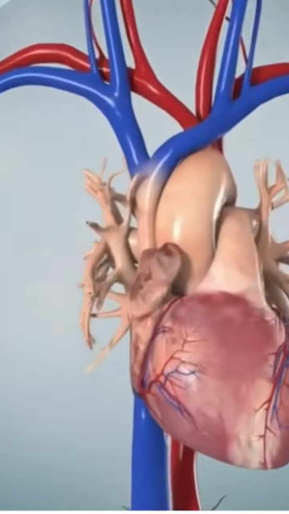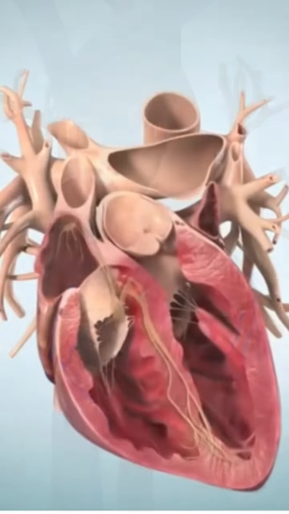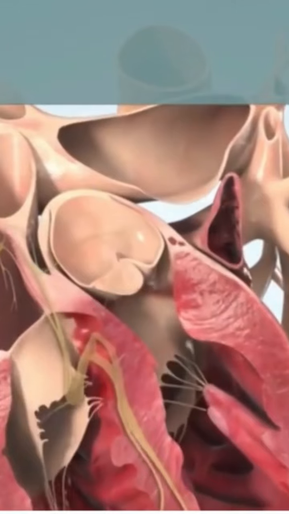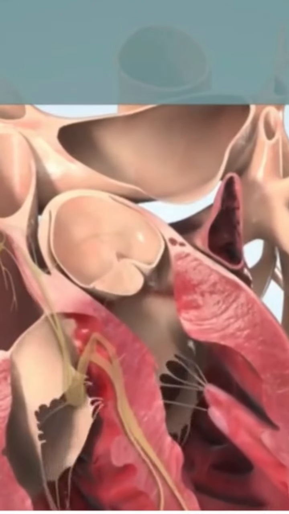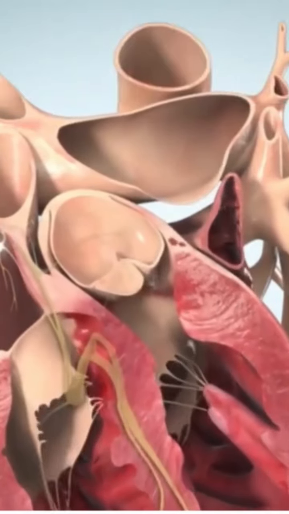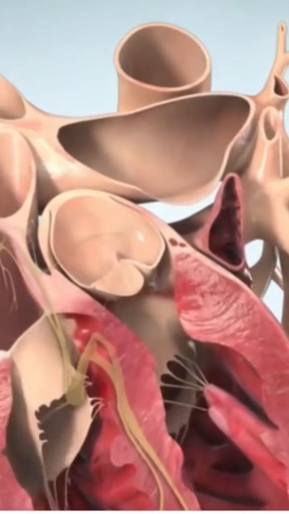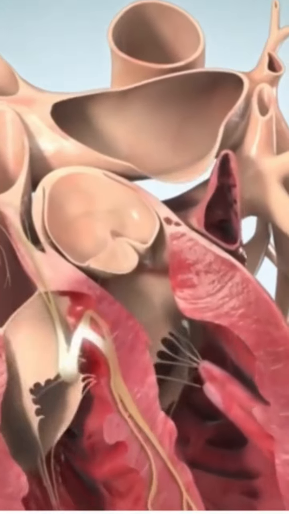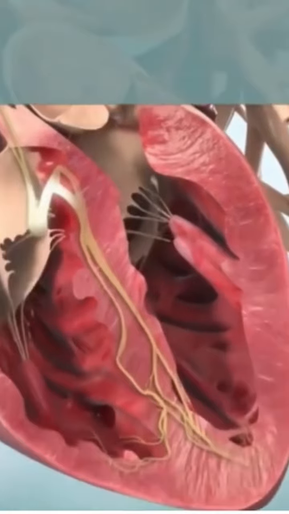The electrical system. The rhythm of your heart is controlled by a built-in electrical system. The SA node is where your heartbeat begins. It is sometimes called your heart's natural pacemaker. The SA node is located in the right atrium. It is made up of special pacemaker cells that send impulses to the AV node.